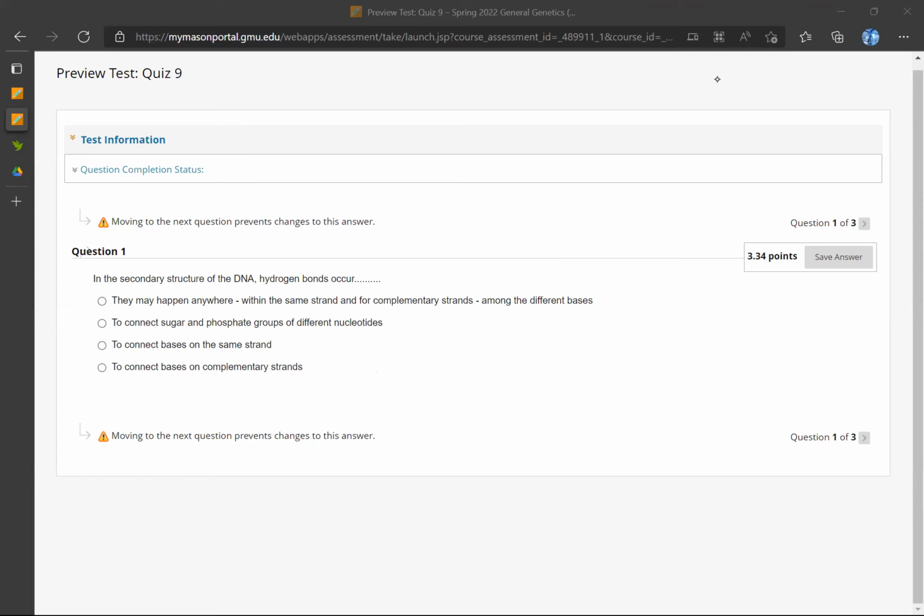D, the last one, D. I would agree. Hydrogen bonds occur between complementary bases, to connect bases on complementary strands. I should read the answers before I verify yours.